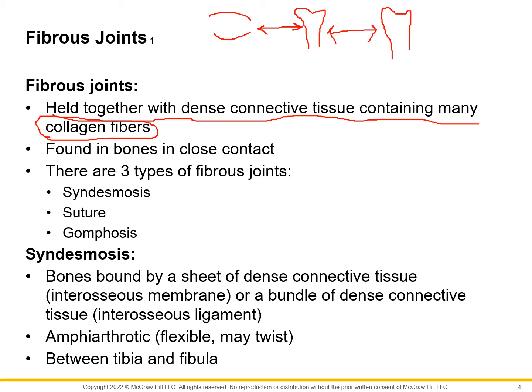All right. Tendons tie muscles to bones. Ligaments link bones to bones. So most of what we're talking about here is going to be some sort of tendon. It's a dense connective tissue containing many collagen fibers. And there's three types. And we're going to look at these just briefly.